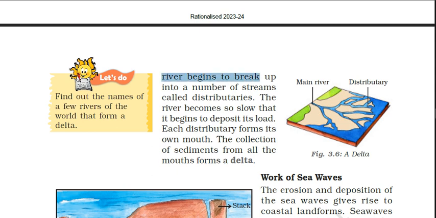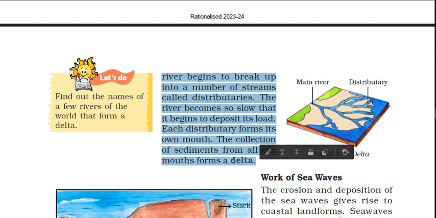As the river approaches the sea, the speed of the flowing water decreases and the river begins to break up into smaller streams called distributaries. The river becomes so slow that it begins to deposit its load. Each distributary forms its own mouth. The collection of sediments from all the mouths forms a delta.